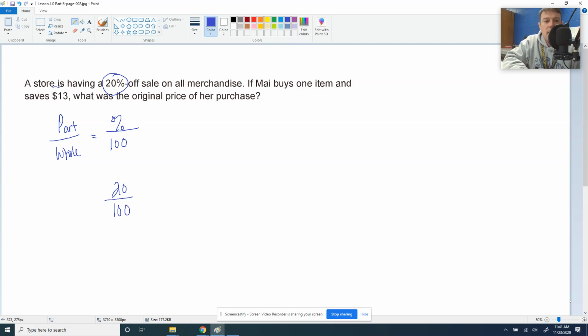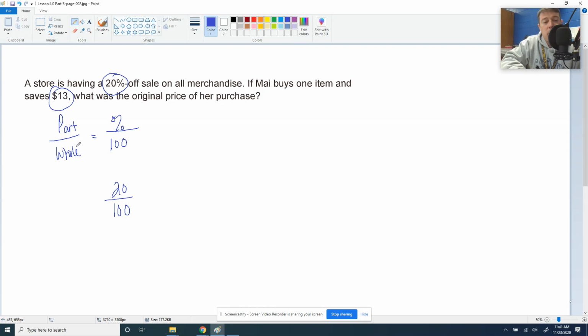And then the 13, we have to ask ourselves, is 13 the part or is it the whole? And the way that I think about this in word problems is, is the number that's given everything or is it a part of everything? And in this case, she buys an item and saves $13. So that means she saved part of the price.